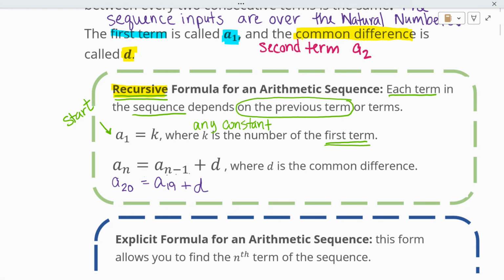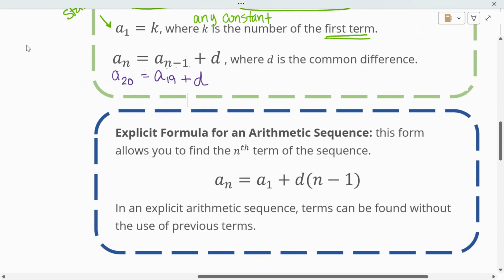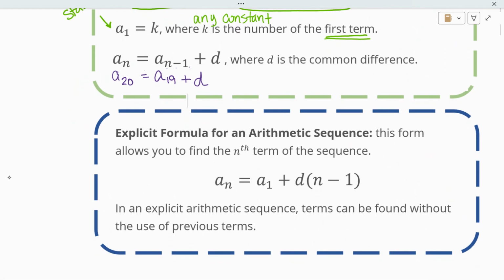So the recursive formula is only good if you're finding, like, maybe the 7th term and you know the first 4, right? Because you just add the common difference a couple of times. But if you only know 5 terms in your sequence and you need to find the 2000th term, would you want to add the common difference 1,997 times? No, that would be horrible, right? So that leads us to the explicit formula, okay?